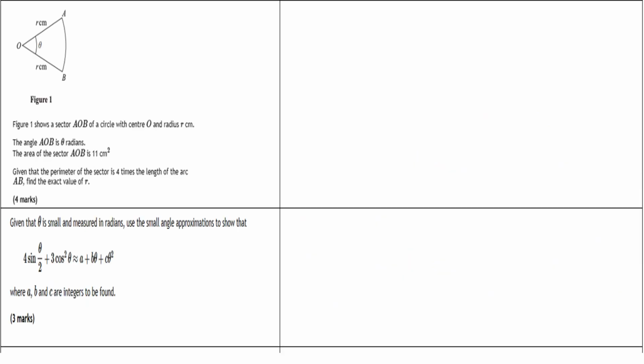Two more pure questions. We have got this sector here. Now we're told that the area of the sector is 11. When you're in radians, the area of a sector is half r squared theta. That's equal to 11. Now we need another equation because we've got two unknowns, so we need some more information, and we're given that the perimeter of the sector is 4 times the arc length.